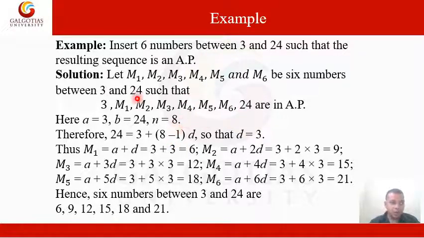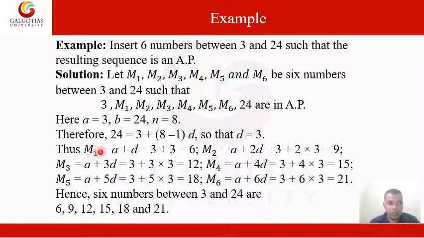What is the first term? a is your 3, so you already have the value of a. And what is the last term? The eighth term, that means m8 is your last term, so m8 is 24. I can say that m8 can be represented by a plus 7d. So a, which is 3, plus (8 minus 1) into d is equal to 24, since 24 is your last term. From here I can get the value of d. So d is equal to 3 by calculating this result.